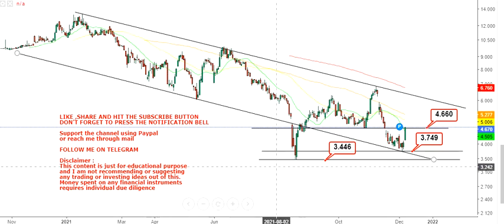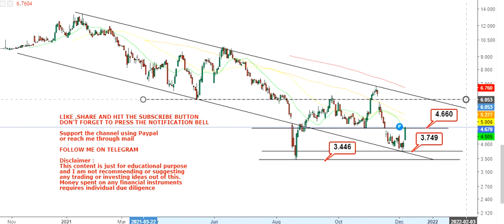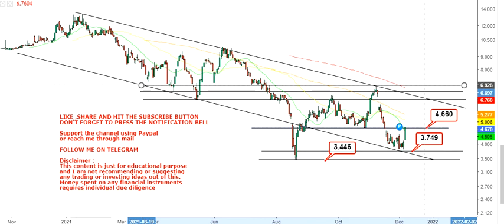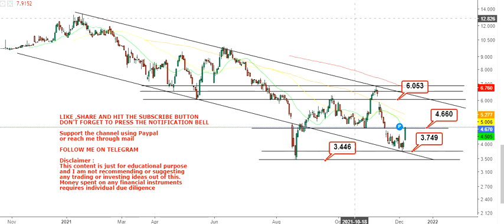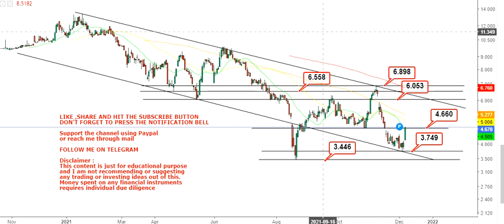Now if it continues to sustain above 3.74, you will have your first target of 4.66, which the stock has already crossed, even by a little margin, but it has crossed it. Now beyond 4.66 we have a couple of levels to look at. What we have here beyond 4.66 are $6, then you have 6.55, and you have 6.89 or $6.9, right? These are the three primary targets that we're going to look at moving forward.